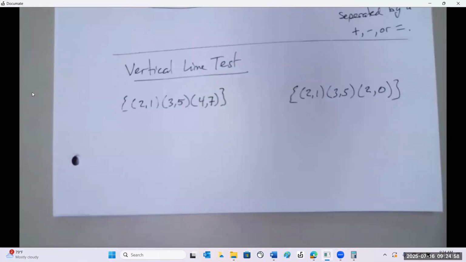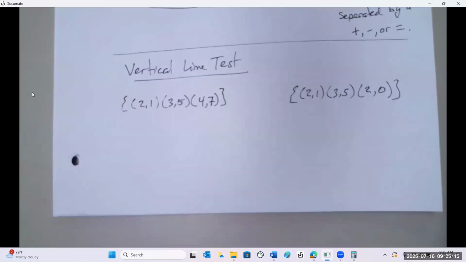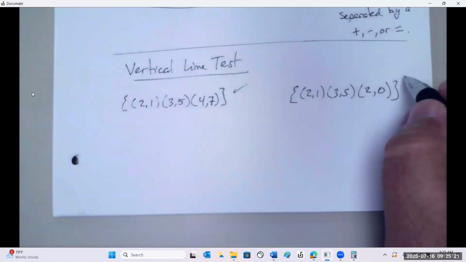Here we have two sets of numbers. Is the first one a function? Why? All the x's are different. It's a function because all the x's are different. How about the second one? Is the second one a function? So this one is, this one isn't.